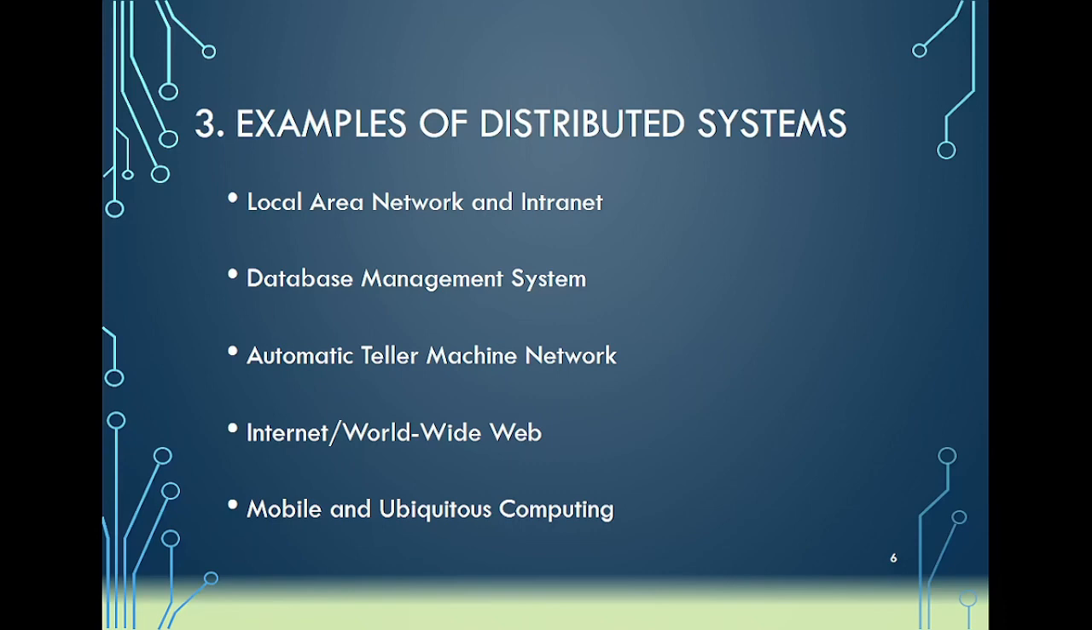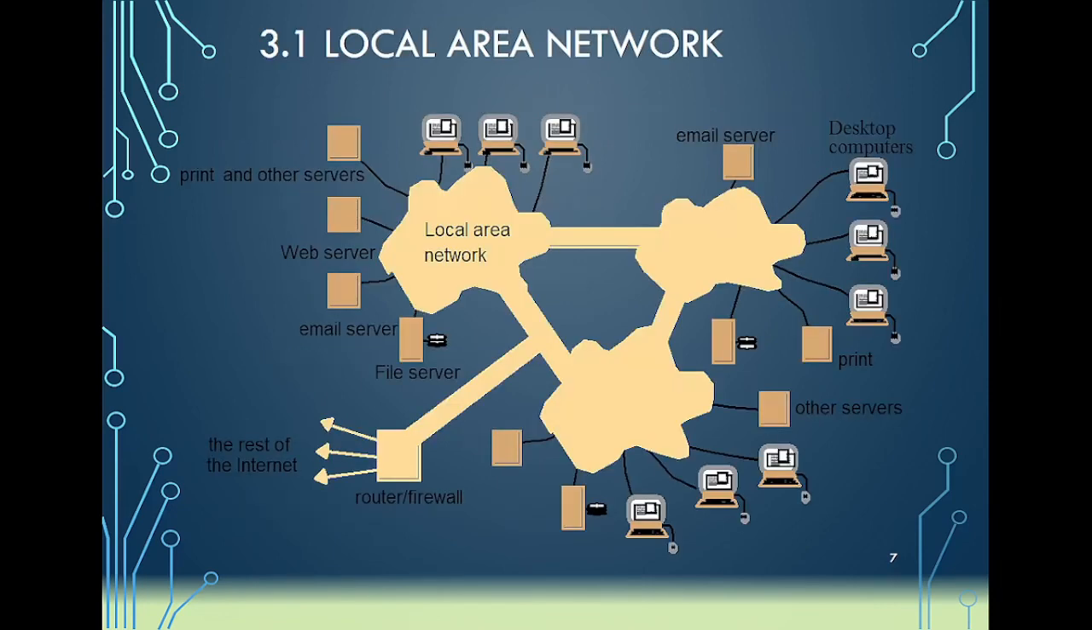We also have the internet. I think this is the biggest distributed system that we have so far. Yeah, every part of the internet is distributed worldwide. And of course, I'd mentioned the mobile and ubiquitous computing, right? So the first one is the arrangement of the local area network. And this one presents how a distributed system within a local area network can be implemented.